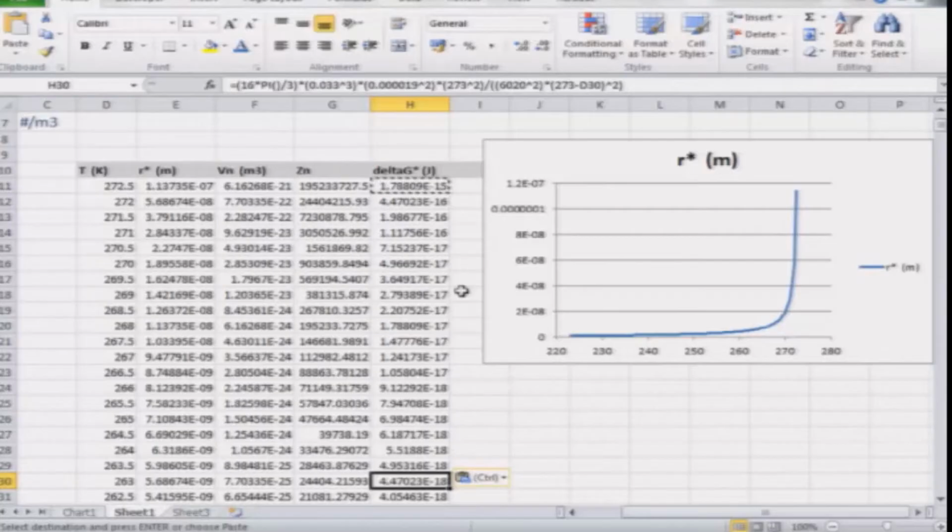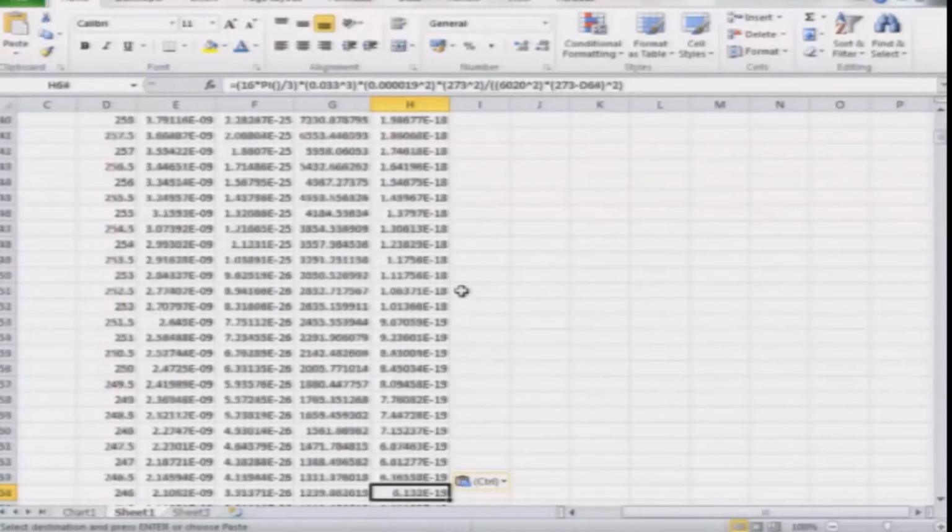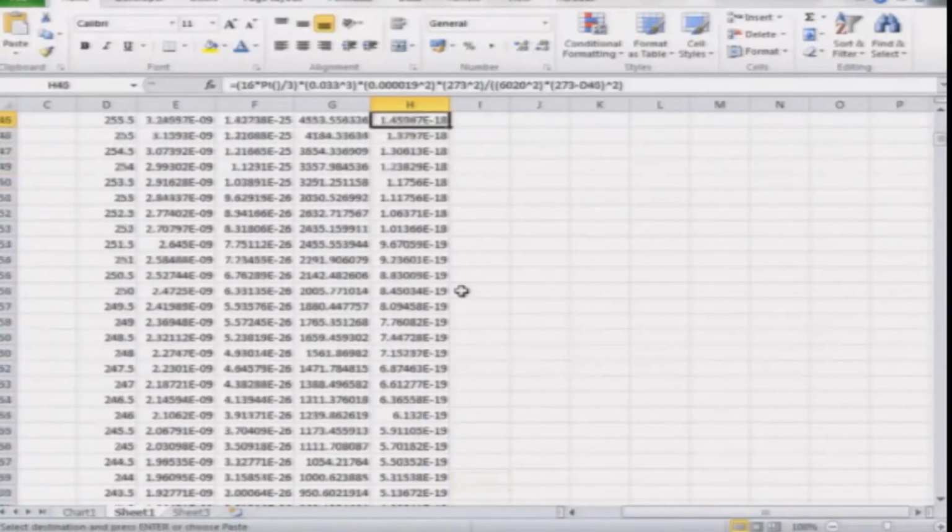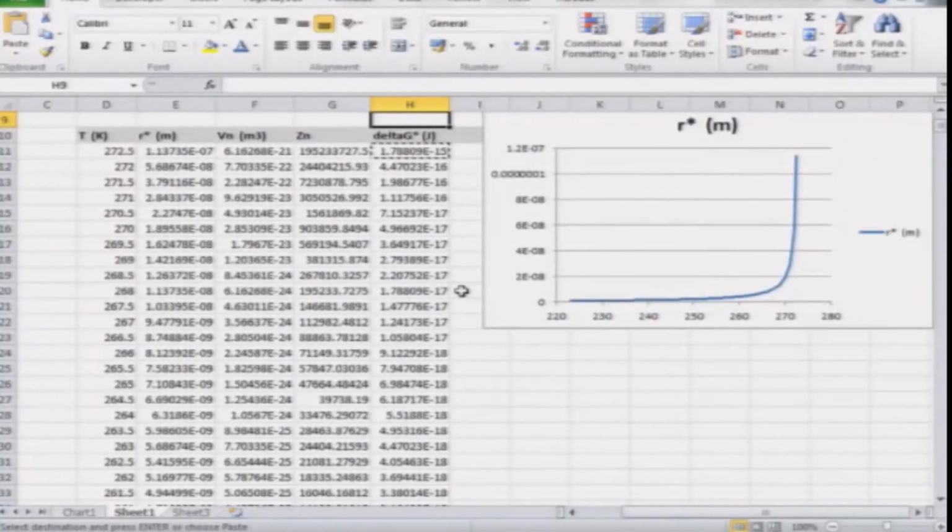And I get, and let us just examine these values. As you can see, my delta G star is reducing as the undercooling is increasing, and that is to be expected. So we are seeing that both R star as well as delta G star are reducing.